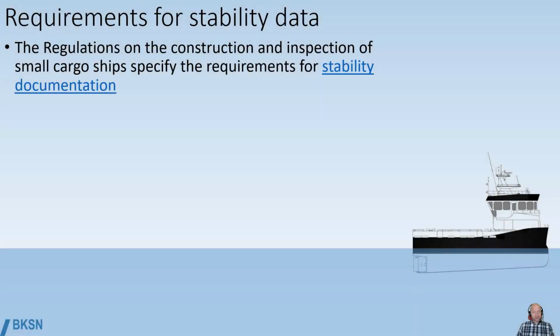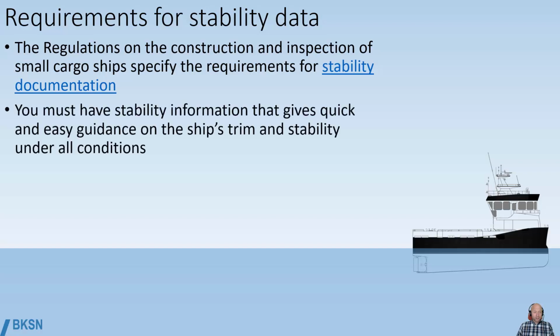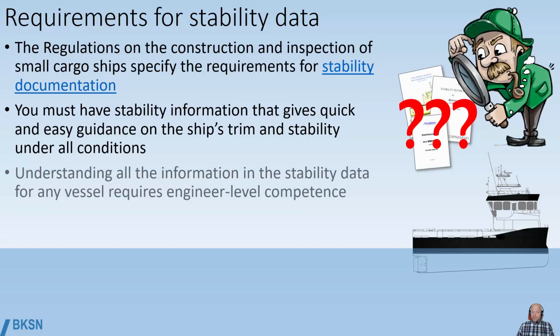The regulations on the construction and inspection of small cargo ships specify the requirements for stability documentation that every vessel must be equipped with. You need to have stability information that gives you quick and easy guidance on the ship's trim and stability and restrictions under all loading conditions. Now, these conditions and stability data are not always that easy to understand. Put it very mildly, some of them are very difficult.